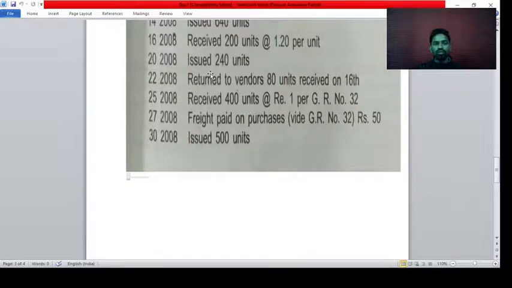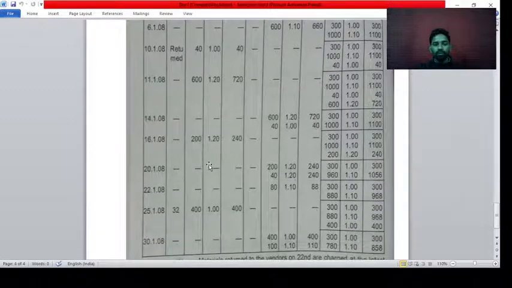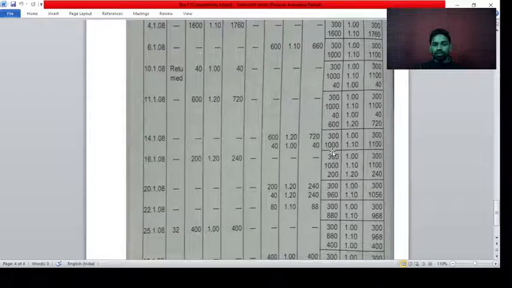Issued 240 units, it means transferred for production purpose. So now see, on 20th January 2008 we have to issue 240 units. Before that date there were the three lots. So we have to use the LIFO method.